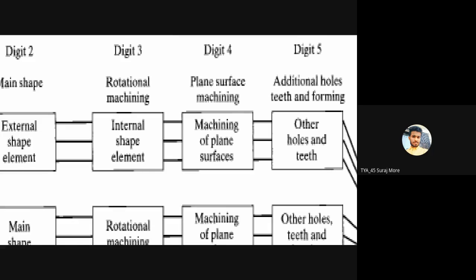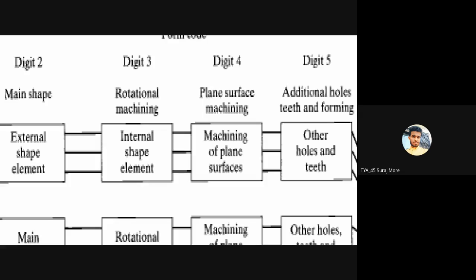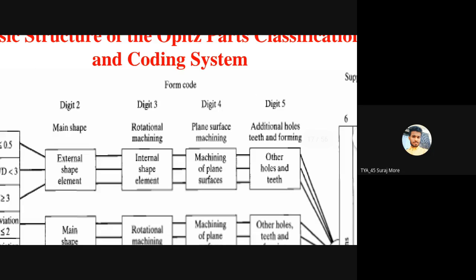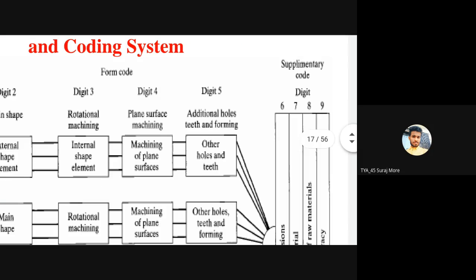What are the values? Digit 4 shows the plane surface machining. Digit 5 shows additional holes or teeth, or forging operations, forming operations. Which type of forming operation will be there? Digit 5 also has a value from 0 to 9. Different entities will be there inside digit number 5 also, and the supplementary codes are also there.